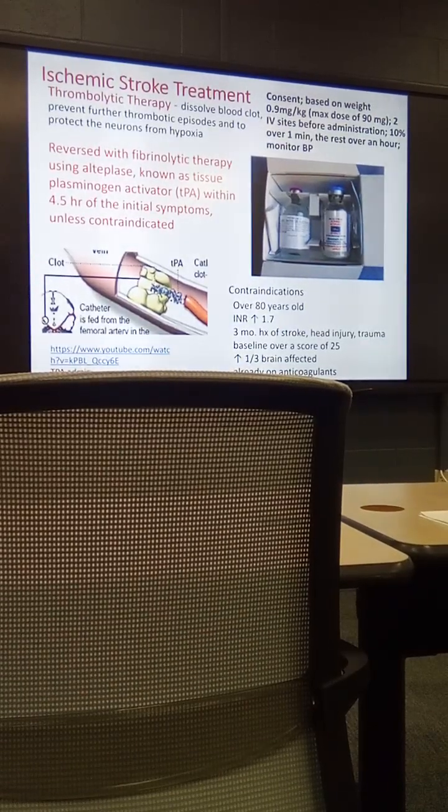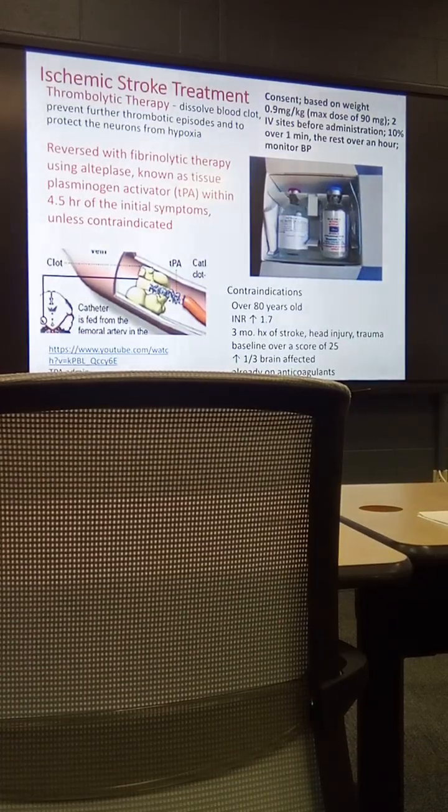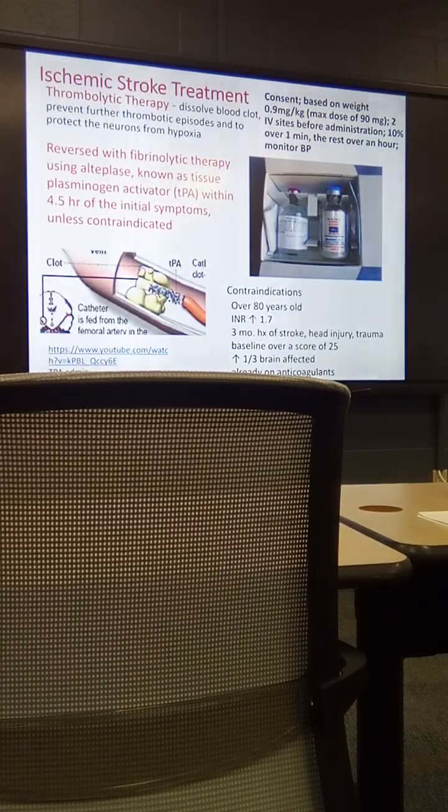If 1/2 or 1/3 of their brain is affected, they're not going to get TPA. If they're over the age of 80, they're not going to get TPA. If their INR is above 1.7, they're probably on Coumadin or something, and that's why they are ruled out. So these individuals will not get TPA because of this.